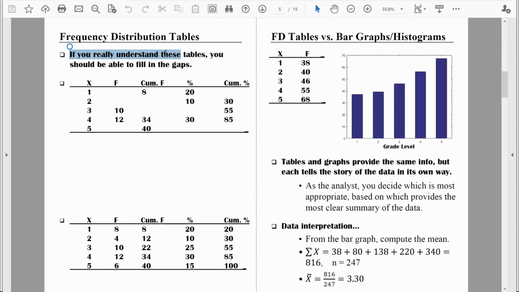And if you really understand these tables, you will be able to interpret all of that data. Let me show you another way that we can make sure we really understand these tables. It's essentially a little puzzle. I'm going to give you a table that's missing a lot of information.